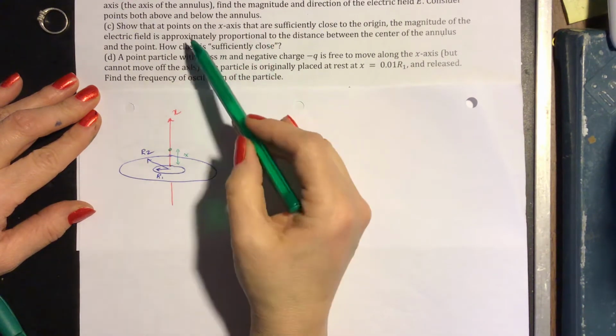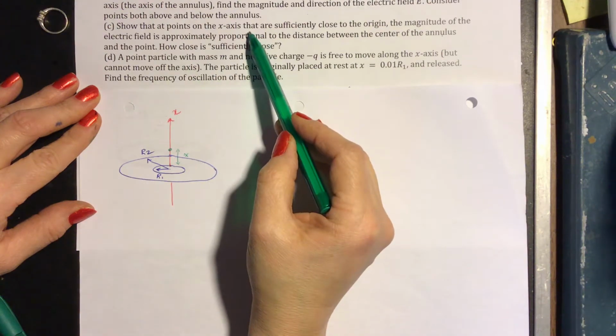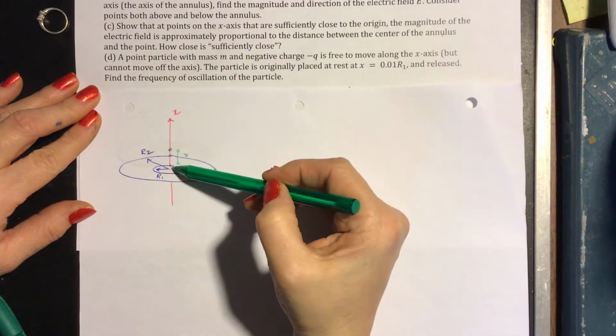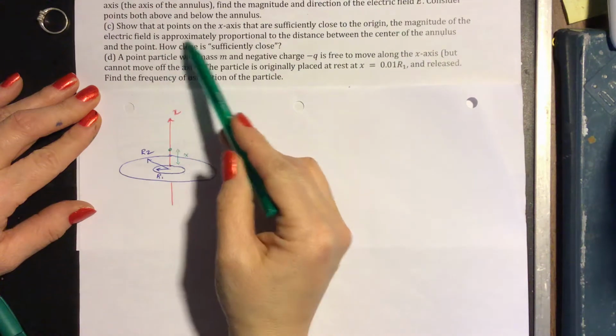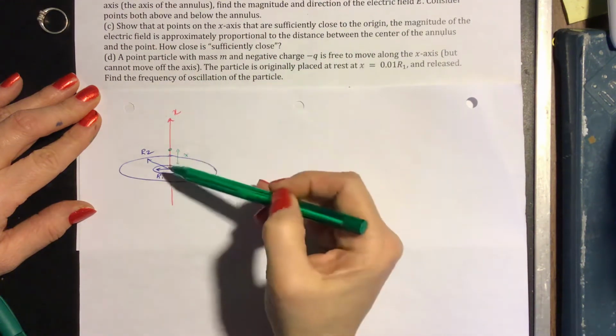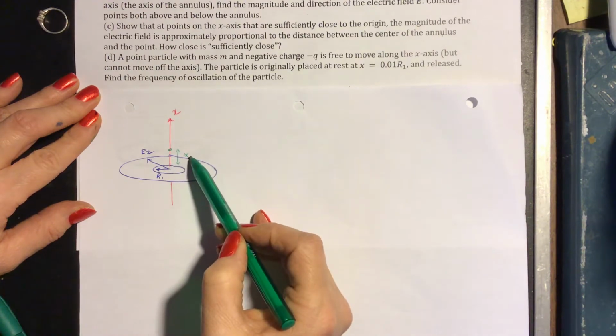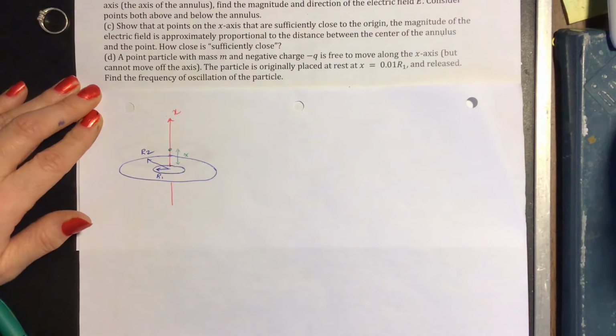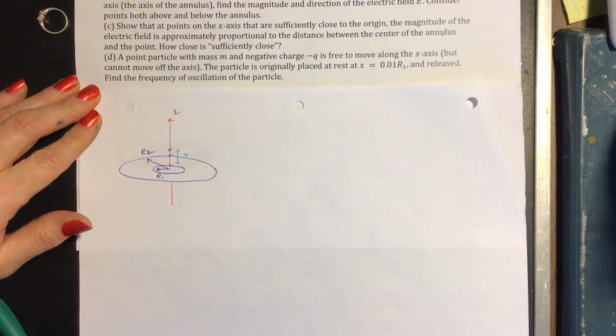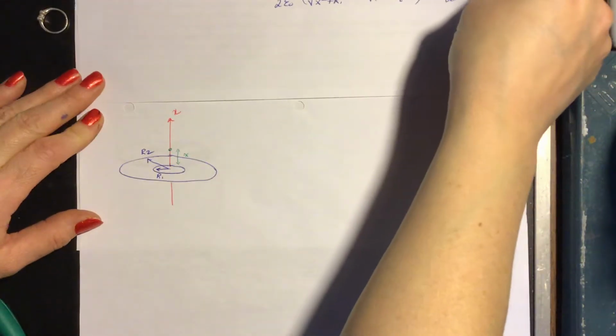Show that at points on the x-axis that are close to the origin, so close down here to the center, the magnitude of the field is proportional to the distance between the center and the point. So we're asked to show that the electric field is about proportional to x as long as x is pretty small. Let's go back to our equation for the annulus and look at the expressions that we had.